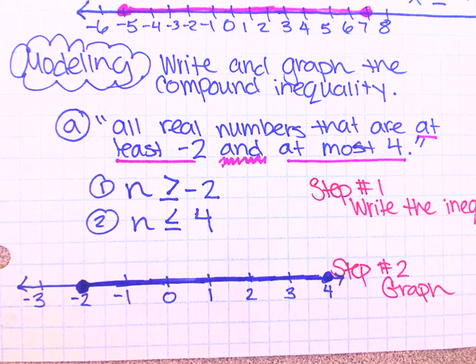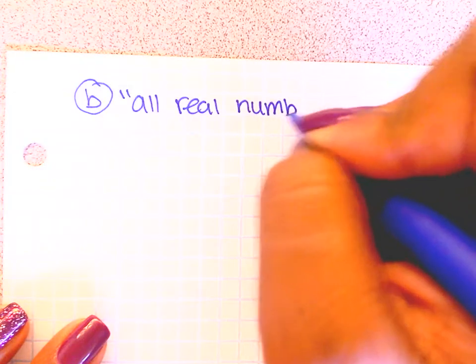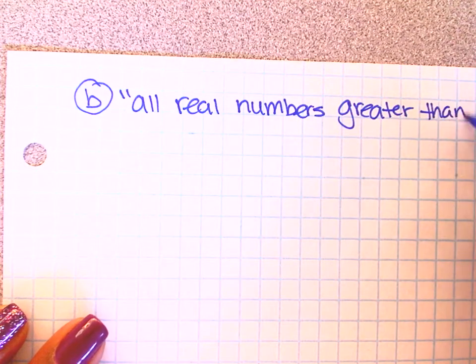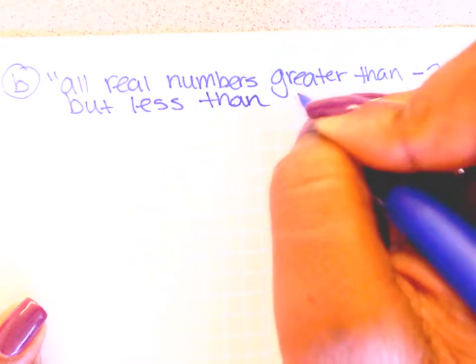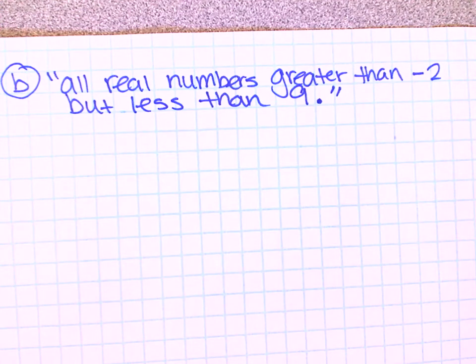Okay, let's look at the next one. We're going to put this as letter B. Letter B. This one says, all real numbers greater than -2, but less than 9. All real numbers greater than -2, but less than 9.